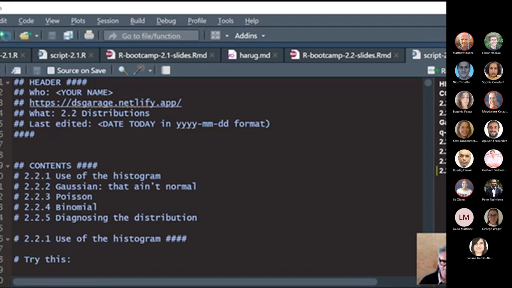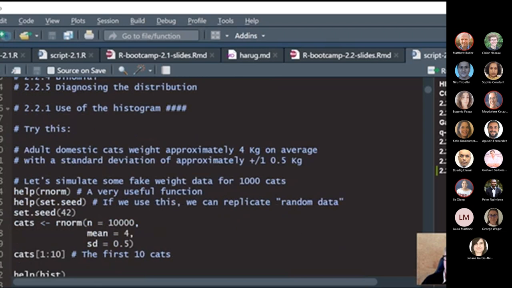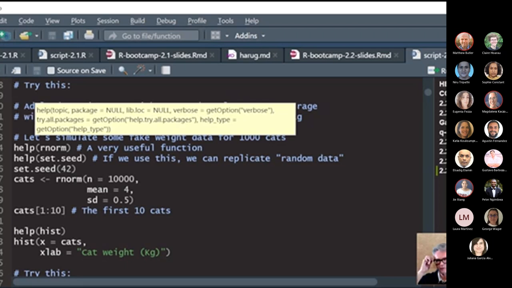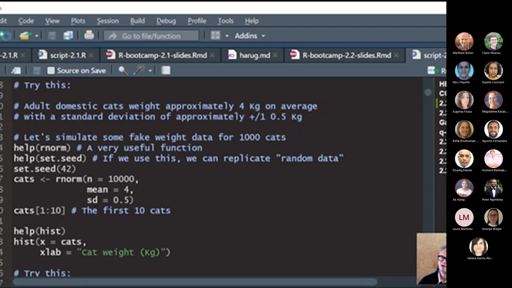So, let's see here. So we've got the script view. And, okay, what the page code aspires to do, and this is just all the actual code that runs on the page, is the first part is the use of the histogram, and this is where I simulate the cat data. And I recommend bringing up the help pages.